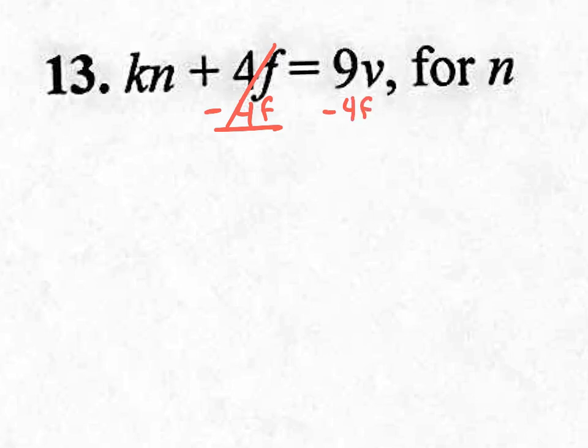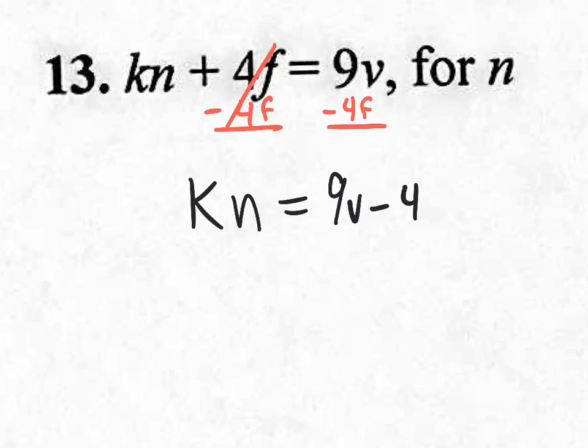Minus 4F. Could I actually do 9V take away 4F? No, I can't, right? It's like saying you have 9 oranges and you want to take away 4 apples. You can't. That's just something totally different. You can't combine those terms. They are not alike. So what I'm going to do is just rewrite everything. The Kn is going to come down. The equals is going to come down. The 9V minus 4F is exactly that. 9V minus 4F.